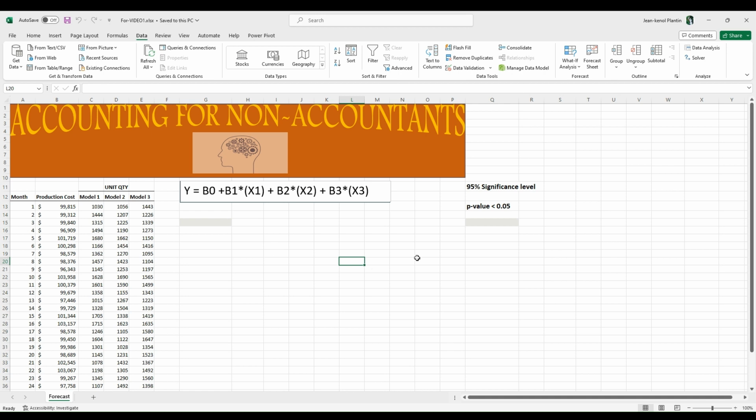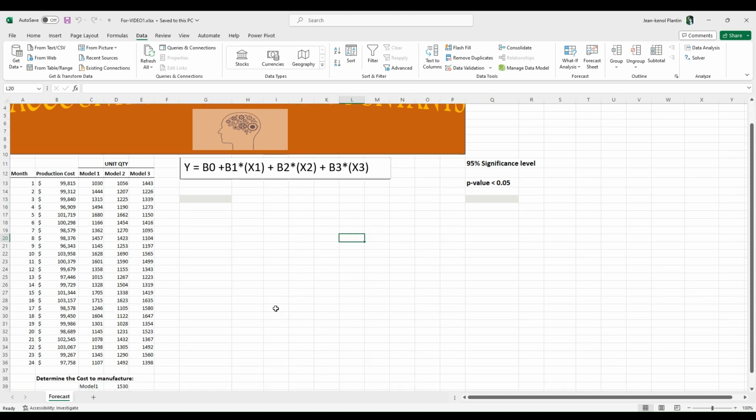Now, for our regression analysis, we want to perform it at a significance level of 95%. We want to make sure the cost of production that we're going to forecast is valid at a 95% confidence level. We want to be wrong only 5% of the time. To perform the regression analysis, you go to Data Analysis and look for Regression. Once you see Regression, you click OK.